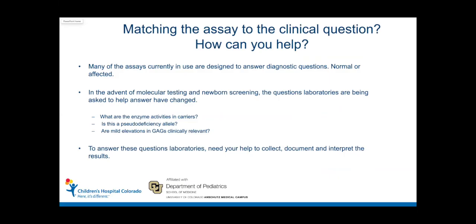Again, the overall concept: try to put the different pieces of the puzzle together and know that the assays that we're using may not have been calibrated to answer your specific questions, but I hope you'll contact myself, Rich Steet, various lab directors, so we can discuss patients and all work together to make a diagnosis.